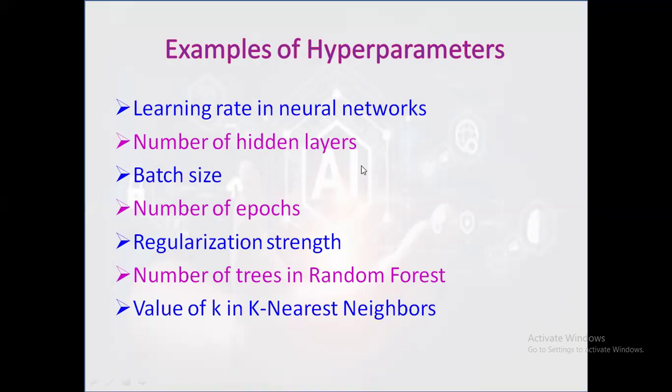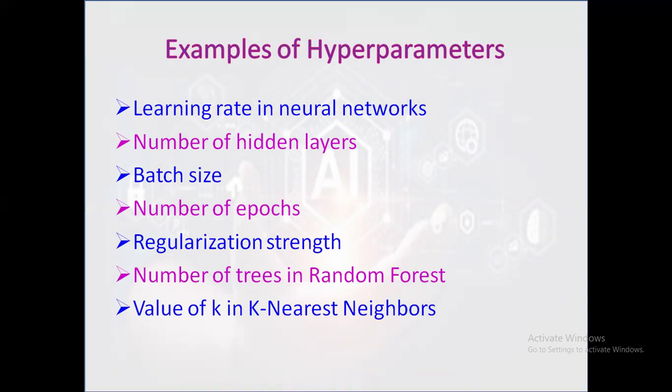Next, the number of hidden layers. The number of hidden layers defines the depth of the neural network. More layers increase model capacity but also raise the risk of overfitting and computational complexity. Next, batch size. This we have discussed in our previous lectures also, what we mean by batch size and the number of hidden layers. Everything we have discussed.